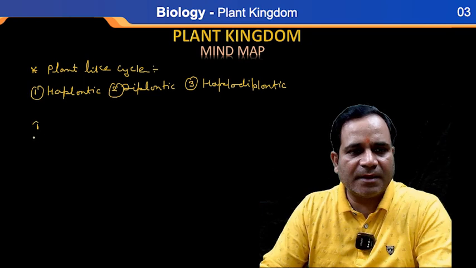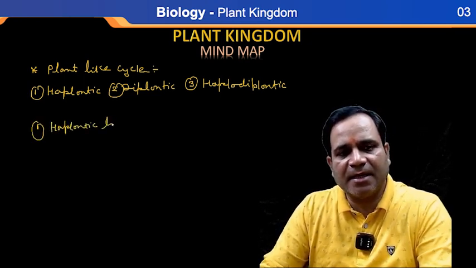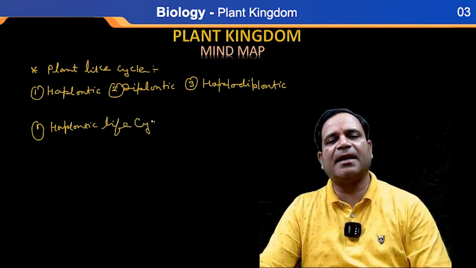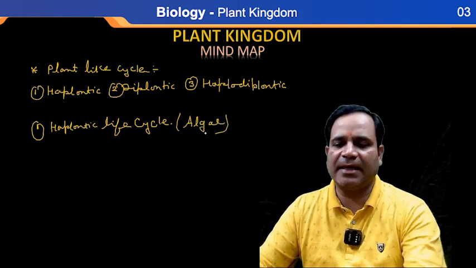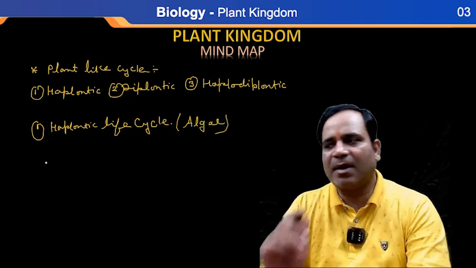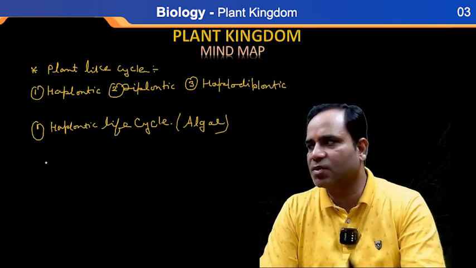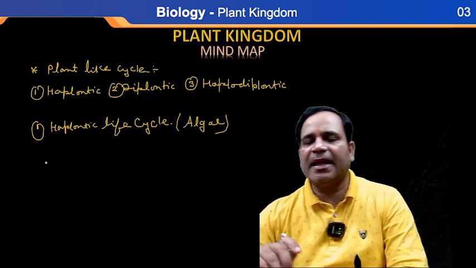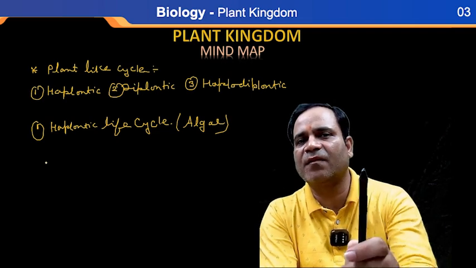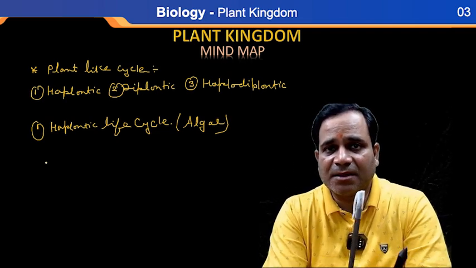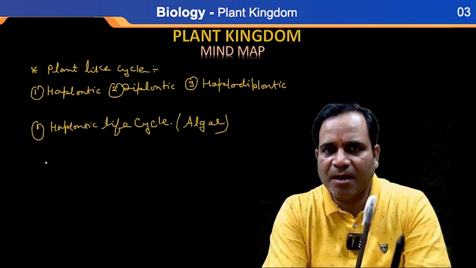Number one is the haplontic life cycle. I'm telling you about the haplontic life cycle, my dear. It is basically present in algae. Here the plant is found in two stages: one is the gametophyte, and second is the sporophyte. Suppose this plant is the gametophyte, and this plant is the sporophyte. Either plant can perform both stages.